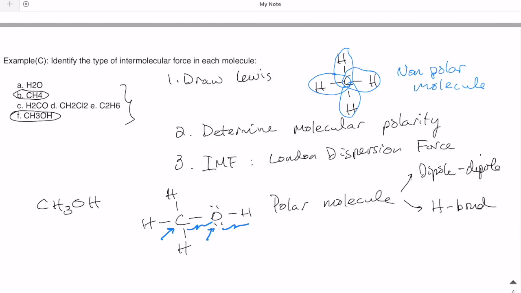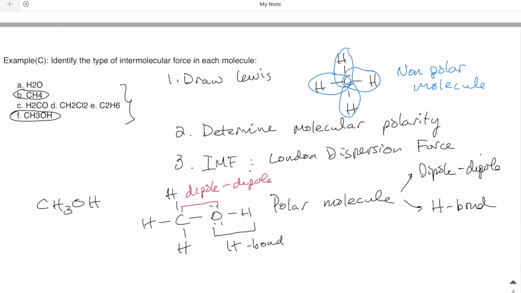And to determine which one, we have to look at the actual bonds that exist in the molecule. There is an OH bond, and OH is one of the covalent bonds that can make hydrogen bonds with other molecules. So this is a hydrogen bond. And then if you look here, you see that there is CO, and that's a polar bond, which means that this can form a dipole-dipole interaction as well. Now, when you have multiple interactions existing in the same molecule, then what you have to determine is which one is the strongest one. So since hydrogen bond is the strongest one, we would say that for this molecule, the major intermolecular force is hydrogen bond.